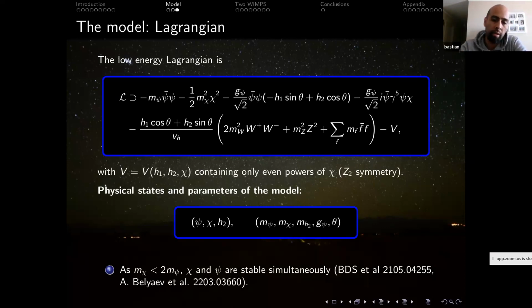However, if you have the opposite case, nothing guarantees that chi is going to be stable. Actually, it can decay into 2 fermions, and in that case, you would have only the fermion as the dark matter candidate. So the next slide, please.